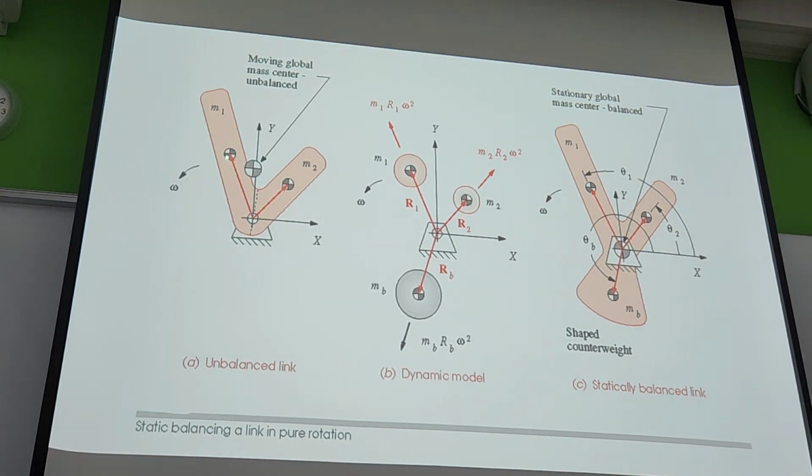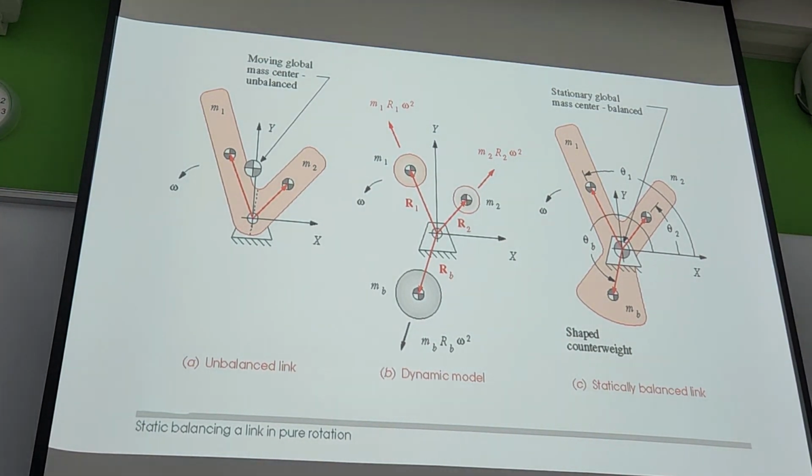So, the link 1 mass center, link 2 mass center. Now, for the entire system, the mass center is shown here. With reference to the global coordinates, the fixed axis, you can see the combined mass center of the system is not coinciding with the axis of rotation. So here the mass center is away. So this global mass center is unbalanced.